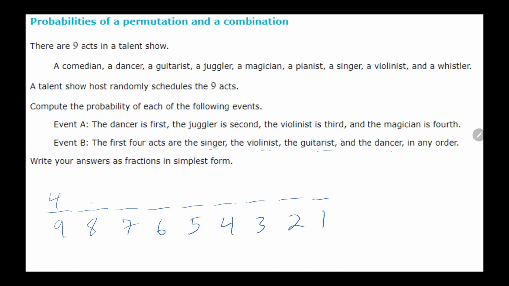Say we choose the guitarist, so now we have 3 choices. And then we have the singer, violinist, and dancer. Maybe we choose the dancer. So now we have a singer and violinist, so we only have 2 choices. And then whoever's last is last.